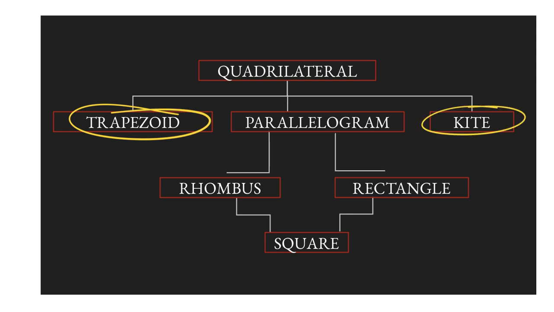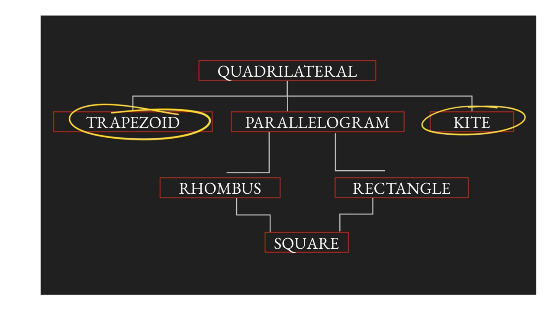Your trapezoid has 1 pair of opposite sides that are parallel, not 2. The opposite sides are different lengths. No other shapes have that. Your kite has 2 pairs of sides that are equal, but they're the adjacent sides, not opposite.